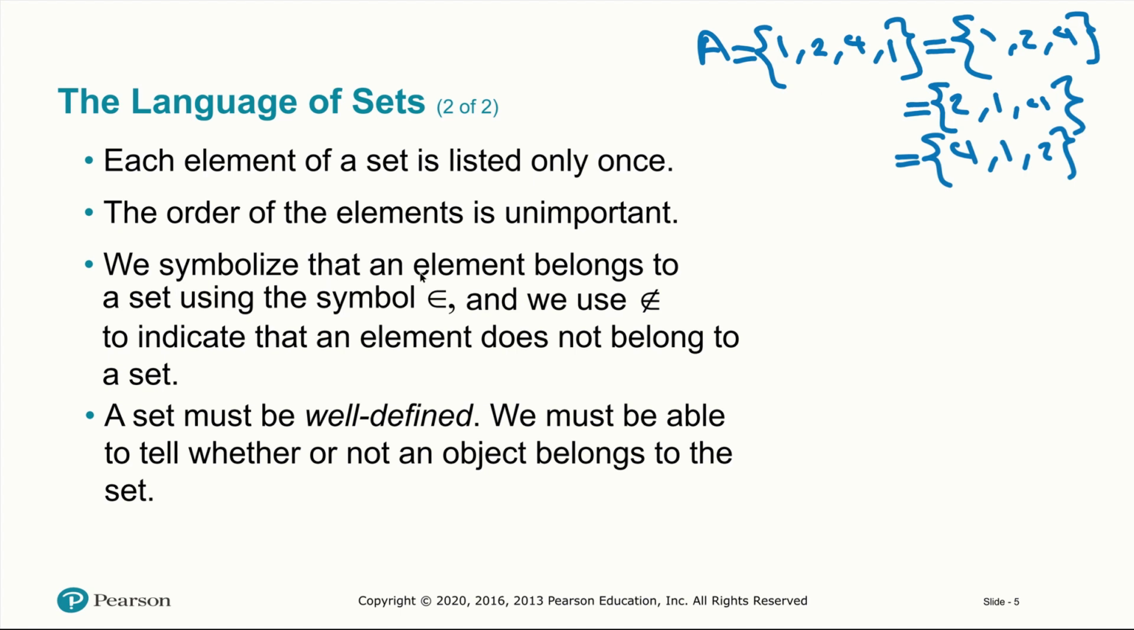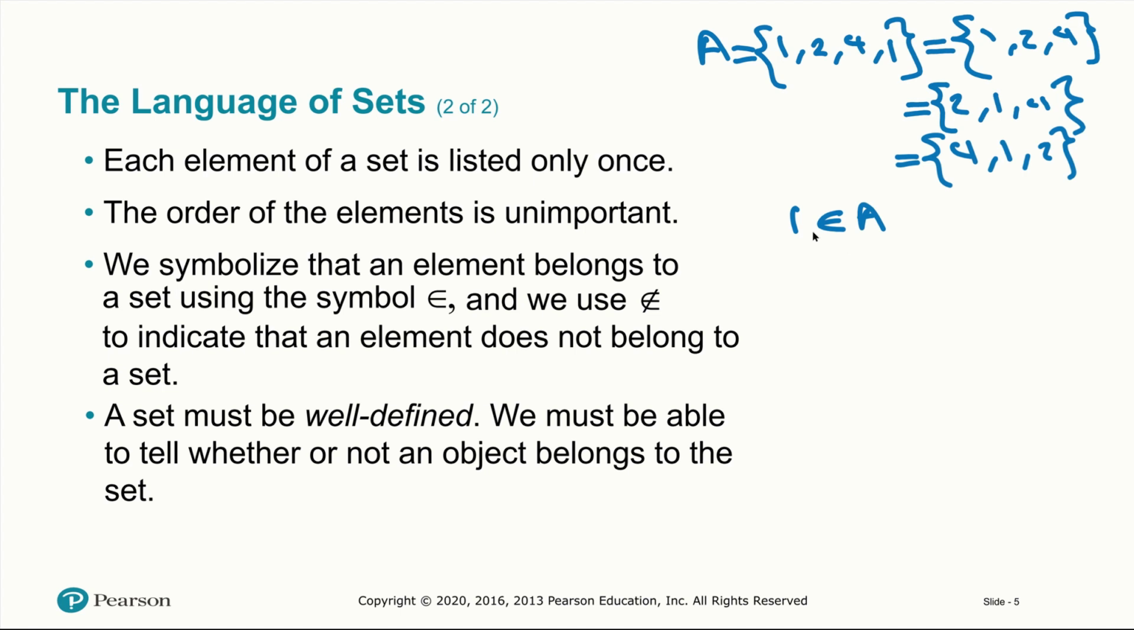Now, we symbolize the fact that an element belongs to a set using the symbol epsilon. This is the Greek letter epsilon, and we use an epsilon with a cross through it to say that an element does not belong to a given set. Notice that I named this set A. So, for example, 1 belongs to A, and that's how we write it.